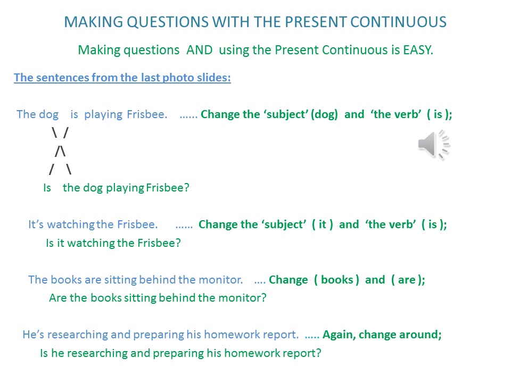Next, the books are sitting behind the monitor. Change books and are. Are the books sitting behind the monitor? And the last one: he's researching and preparing his homework report. Here are two verbs, both with ing. It's still present continuous. He is researching and preparing. Is he researching and preparing? See? This is easy. Let's go to sleep.